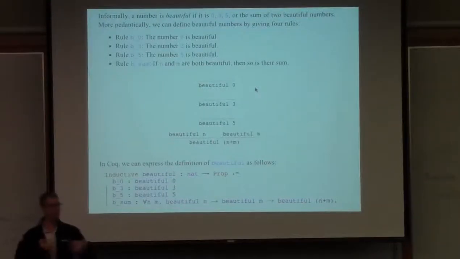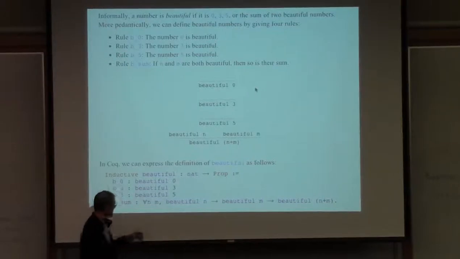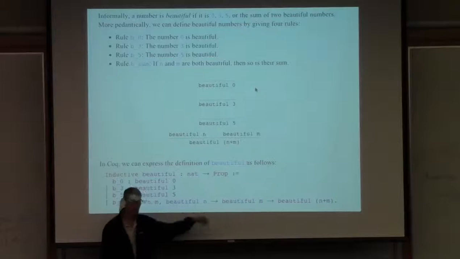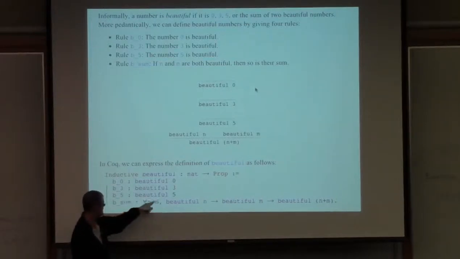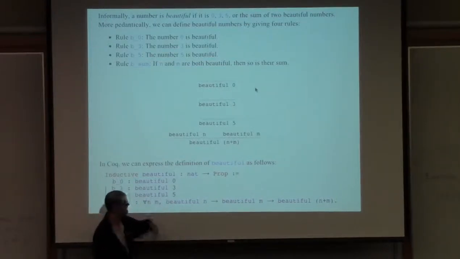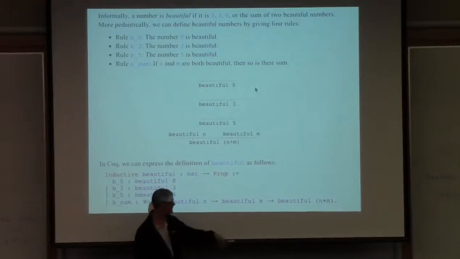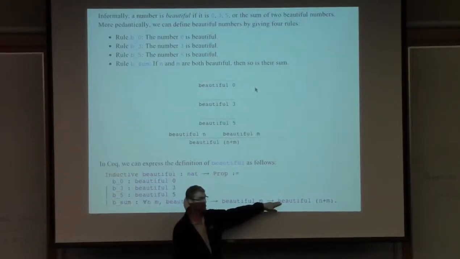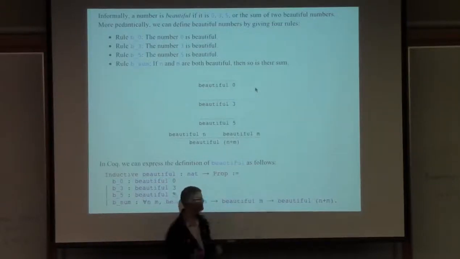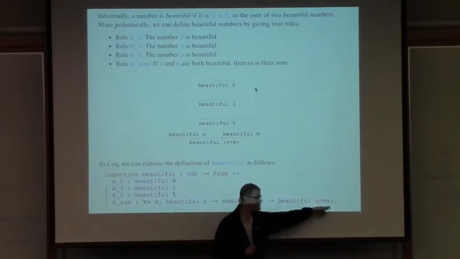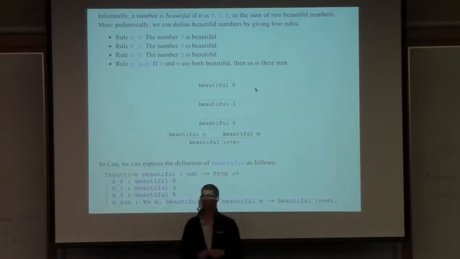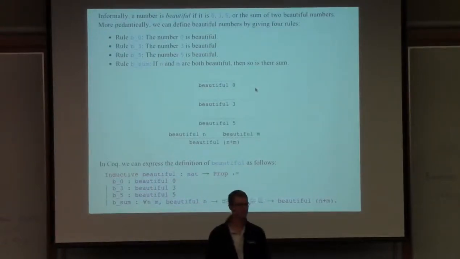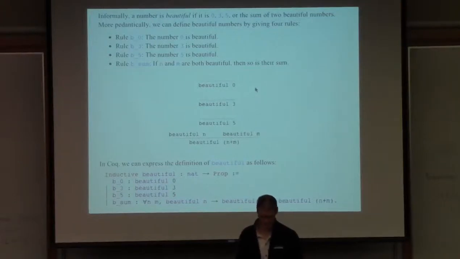Sum is a constructor for evidence, for a proof object, and now it takes 4 arguments: 2 numbers and 2 proofs. So when applied to n, m, a proof that n is beautiful and a proof that m is beautiful, it yields, or we should better say it is, that expression is evidence that n plus m is beautiful. Okay?